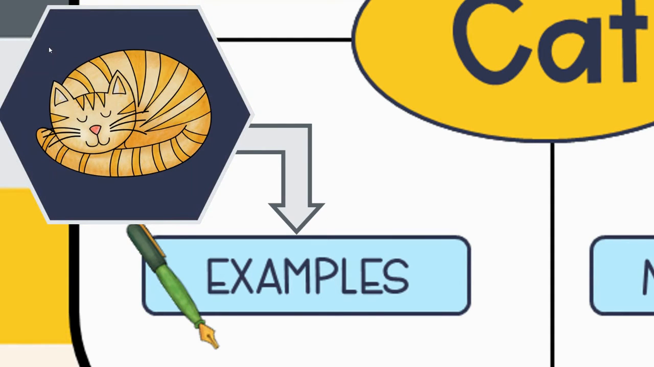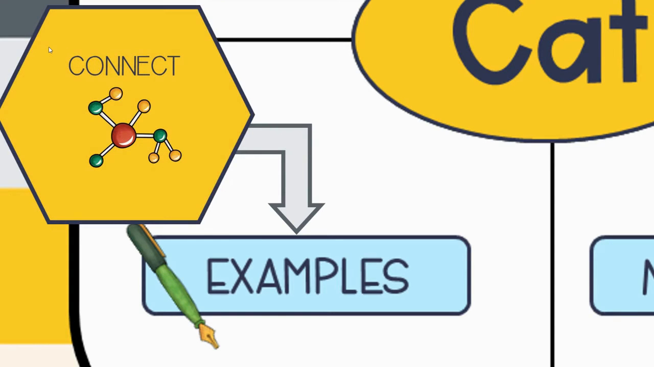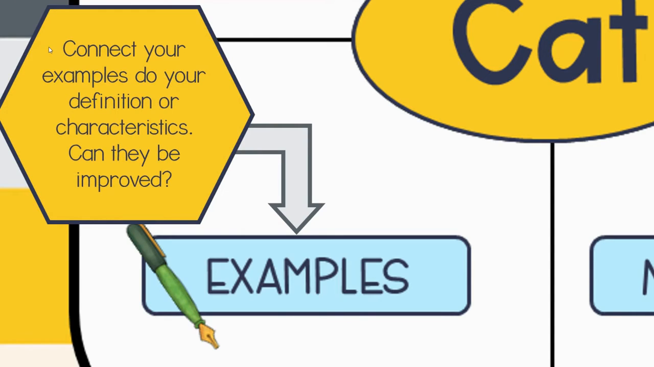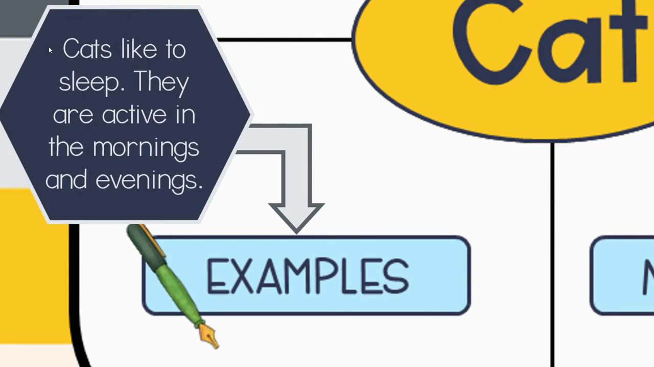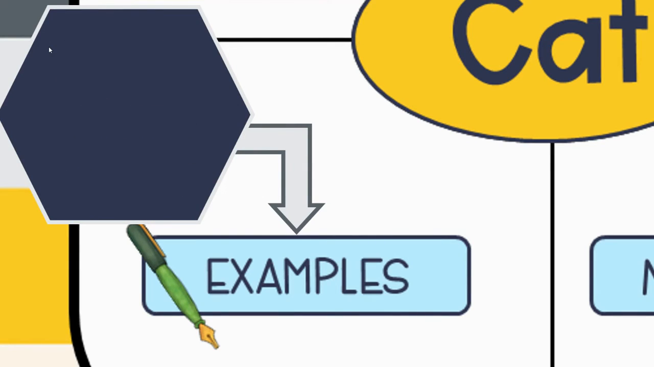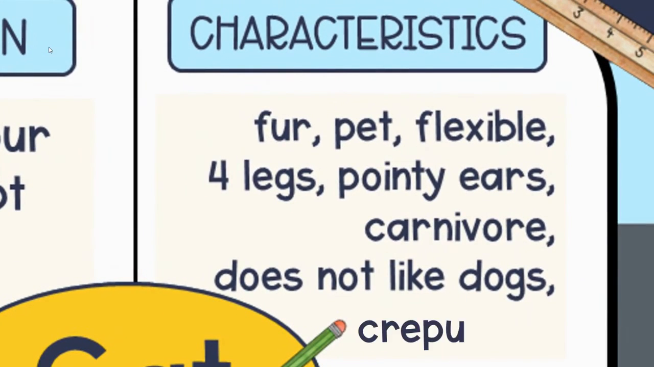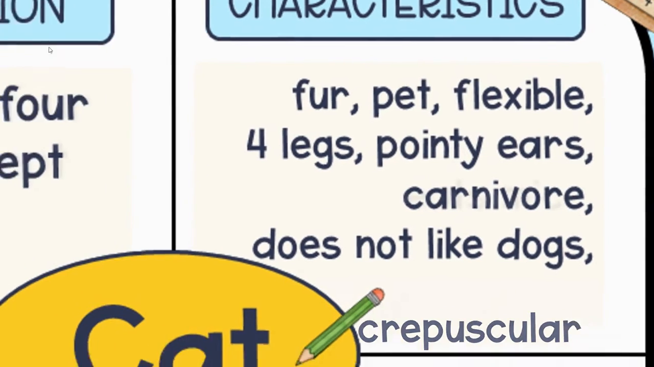Let's see. Okay, I've got this image in my mind of a cat sleeping, and I will connect that. If I think about the cat sleeping, that might have to change my definition or characteristics. And that comes in the connect process. We connect the example to definition or characteristics and ask ourselves, can they be improved? And I remember cats like to sleep. They're active in the mornings and in the evenings. And there is a really nice word for that. It is crepuscular. So I will come over here to characteristics and I will add that down below.